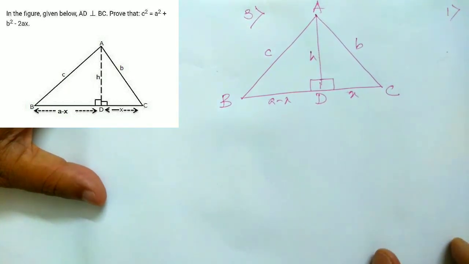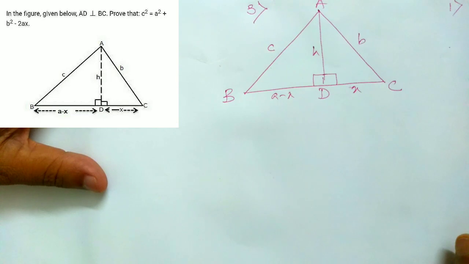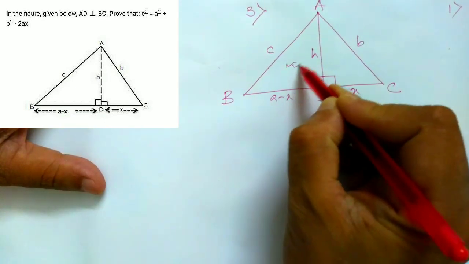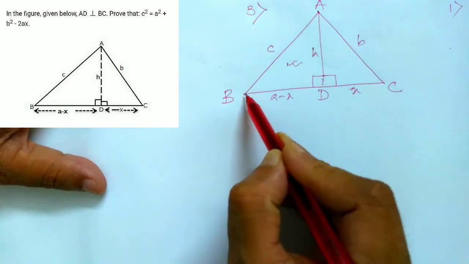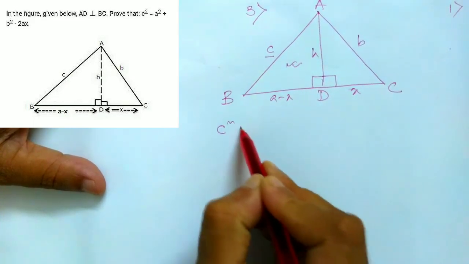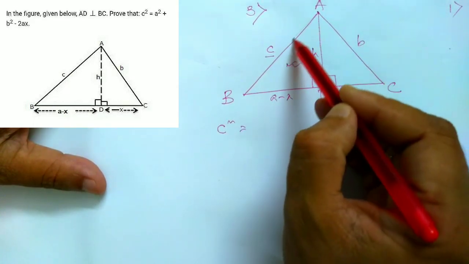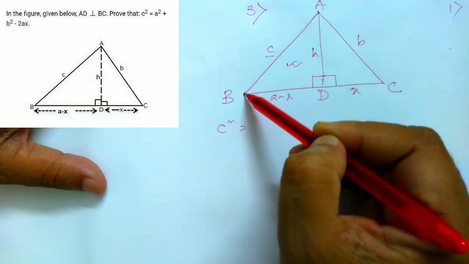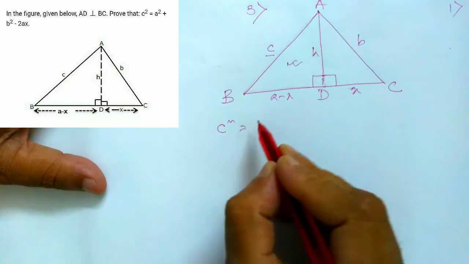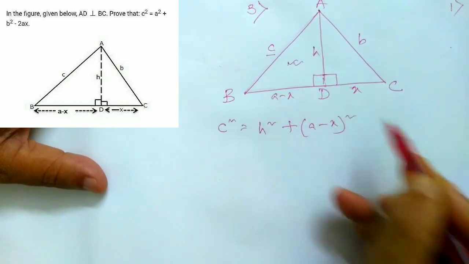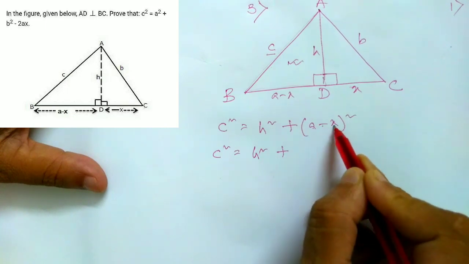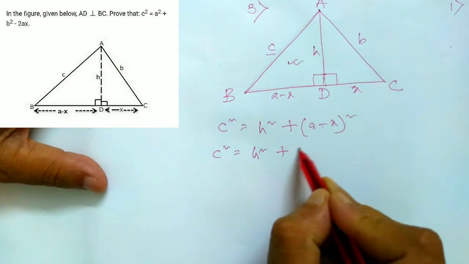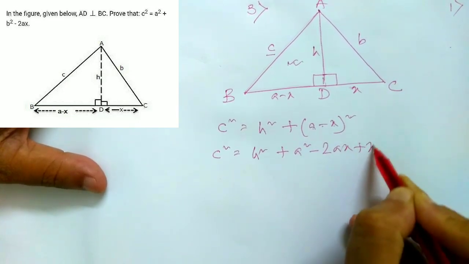Now, in this one, we have to show C square equals A square plus B square minus 2AX, as you can see displayed on your screen. So let us start with this triangle. If I use Pythagoras theorem, hypotenuse square equals perpendicular square plus base square. So C square equals A square plus A minus X whole square. This formula will be used here. That is A square minus 2AX plus X square.